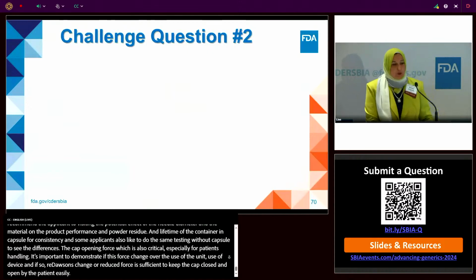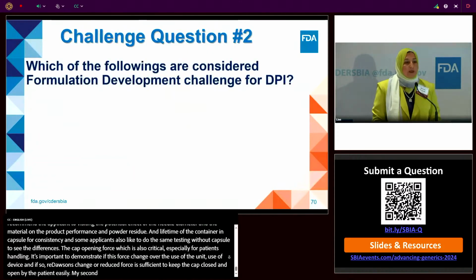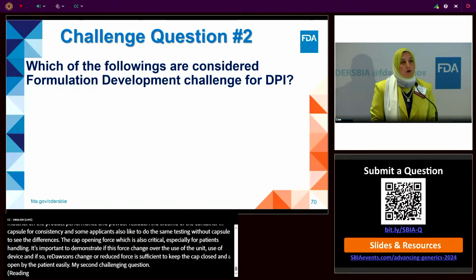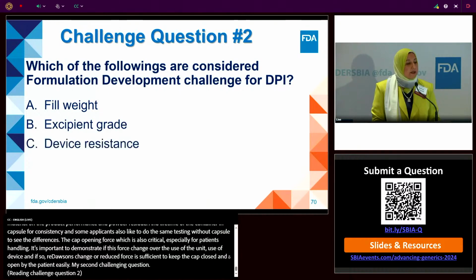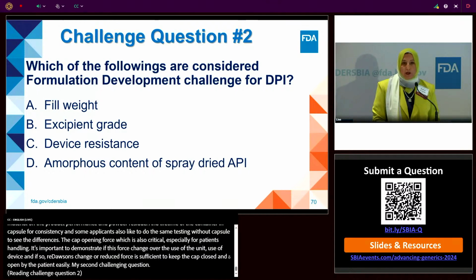My second challenge question: which of the following are considered formulation development challenges in DPI? A, fill weight. B, excipient grade. C, device resistance. D, amorphous content of spray-dried APIs.